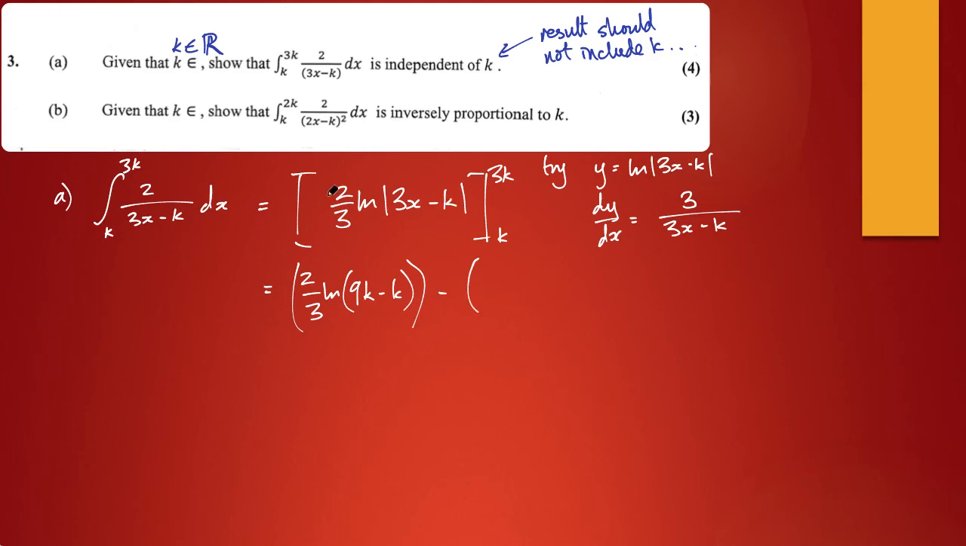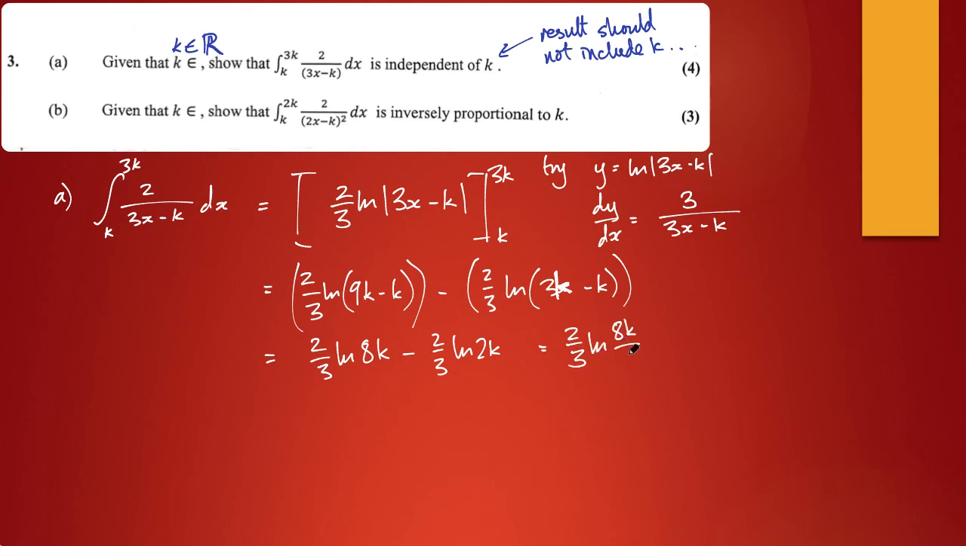Minus the other bracket with k in it, 2/3 ln, if x is replaced by k, that gives me 3k minus k, which is 2/3 ln 8k minus 2/3 of ln 2k. I can factorise out the 2/3 in front of that, so that is 2/3 ln of 8k over 2k. The k's do cancel each other out, so I end up with 2/3 ln 4, which is independent of k.